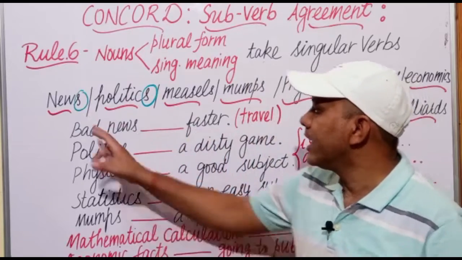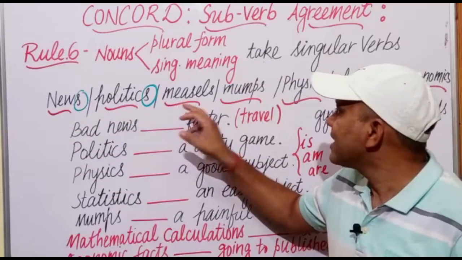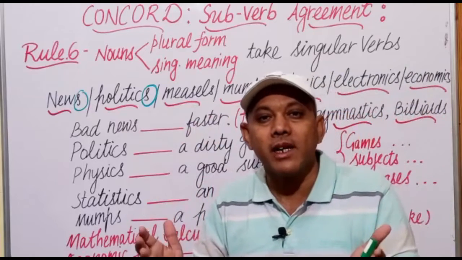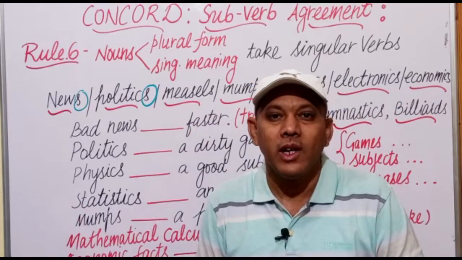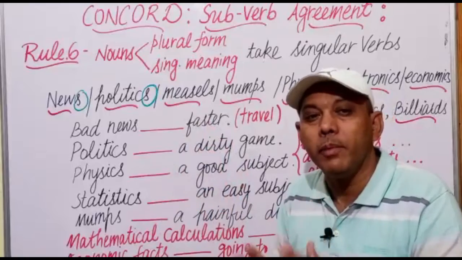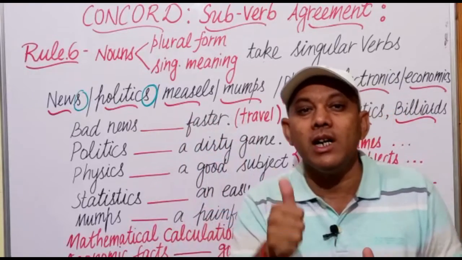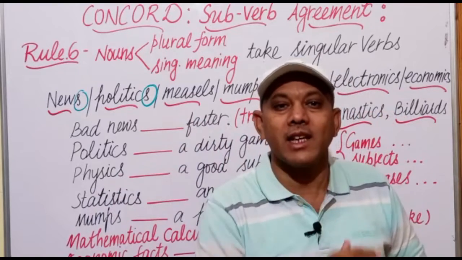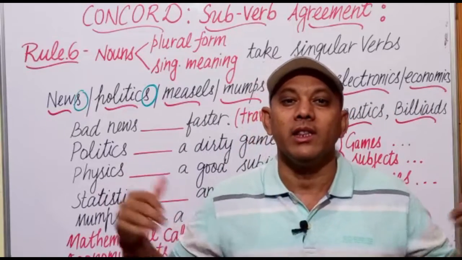For example, news, politics, measles, mumps, physics, electronics, mathematics, statistics, economics, and so on. They have s at the end of them, but they have singular meaning. They refer to a singular meaning in the usage of sentences. So, they will always take a singular verb with them.